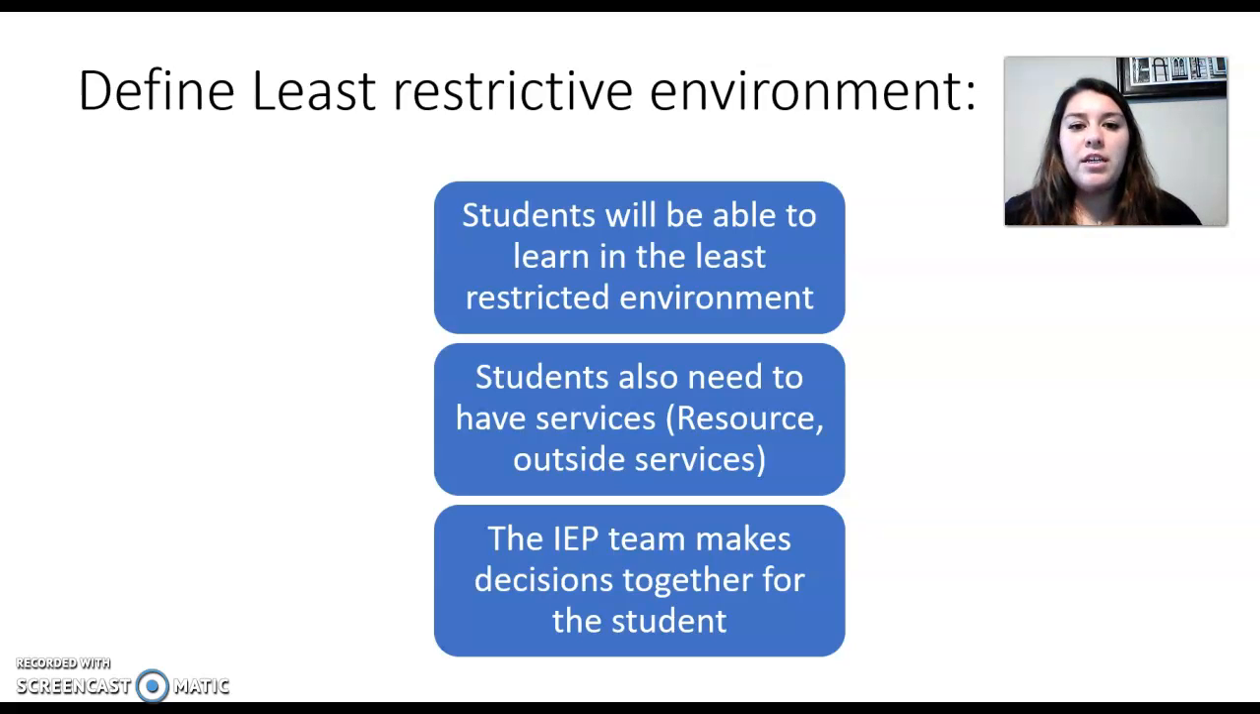So students also need to have services, resource, and outside services. Outside services are like PT, OT, speech, those types of things, adaptive PE. And resource is a resource classroom. So if a student is below grade level, or if a student is not doing so well from the scores that were given, which I'll talk about later, then the student will be able to have resource.